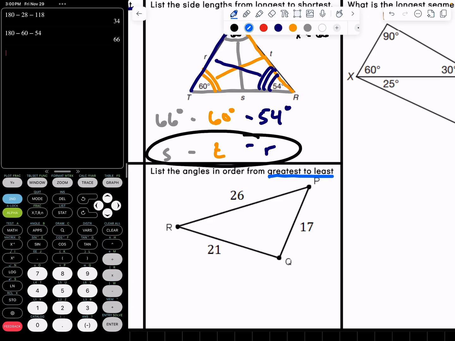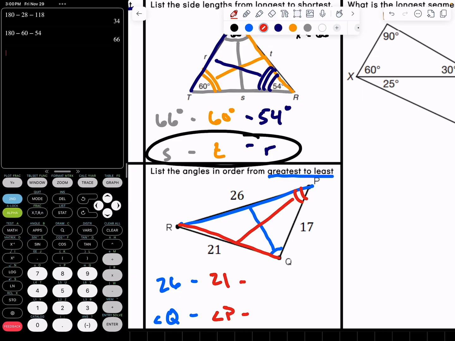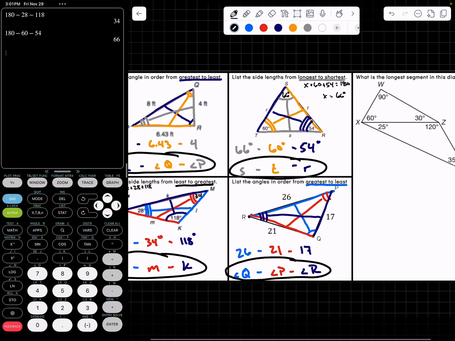If we're going from greatest to least, 26 is my longest side, which makes Q my largest angle. Then I know that 21 is my second largest side, which makes P my second largest angle. And then my final angle is going to go across from my smallest side, which is 17. So angle R is my smallest angle. So I've got that in order.